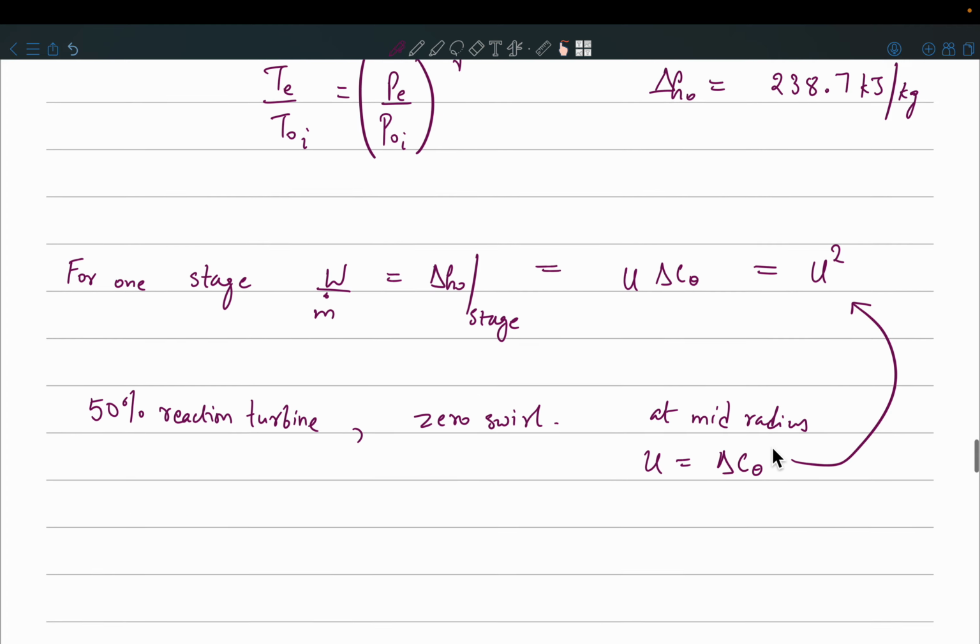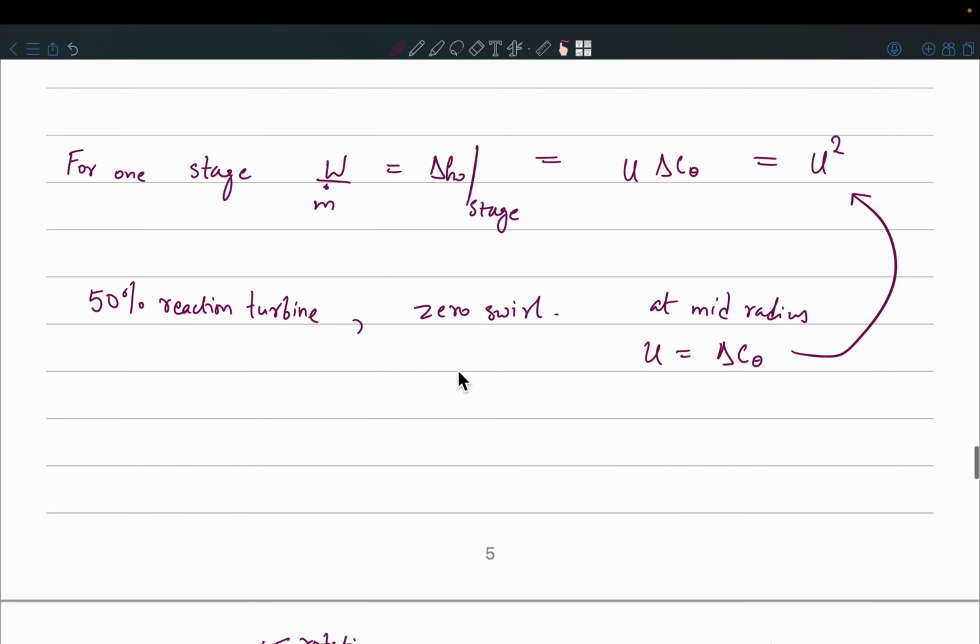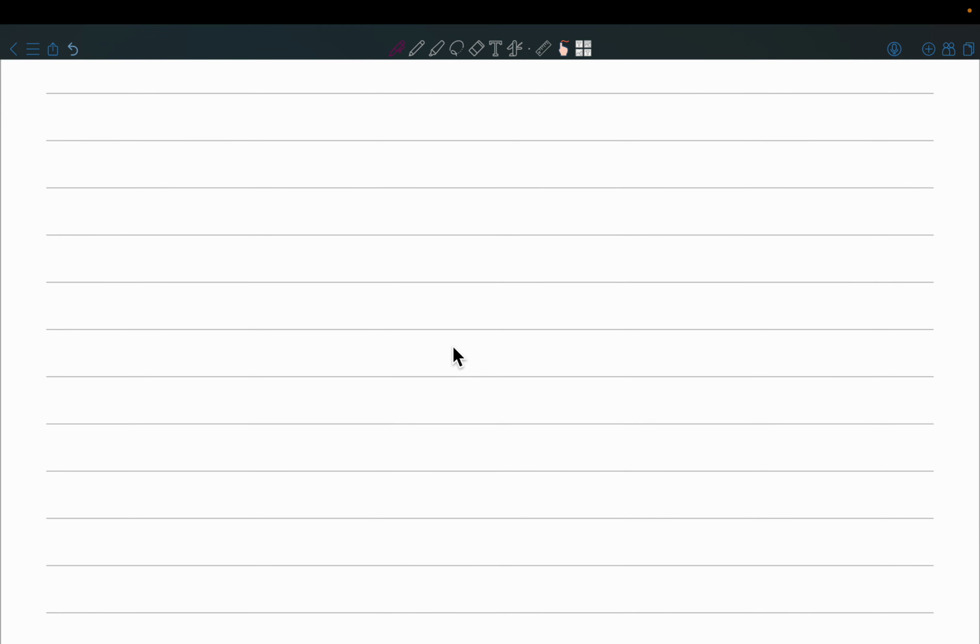Then the next part of the question is to calculate the rotor inlet and exit angles at the mean diameter. Now what is the velocity triangle for the case where there is zero whirling velocity at the exit, that is, zero exit swirl? If there is no swirl, that means there is no c theta, so everything is going to come out axially. So at the exit of your stage, basically this c theta component should be 0.